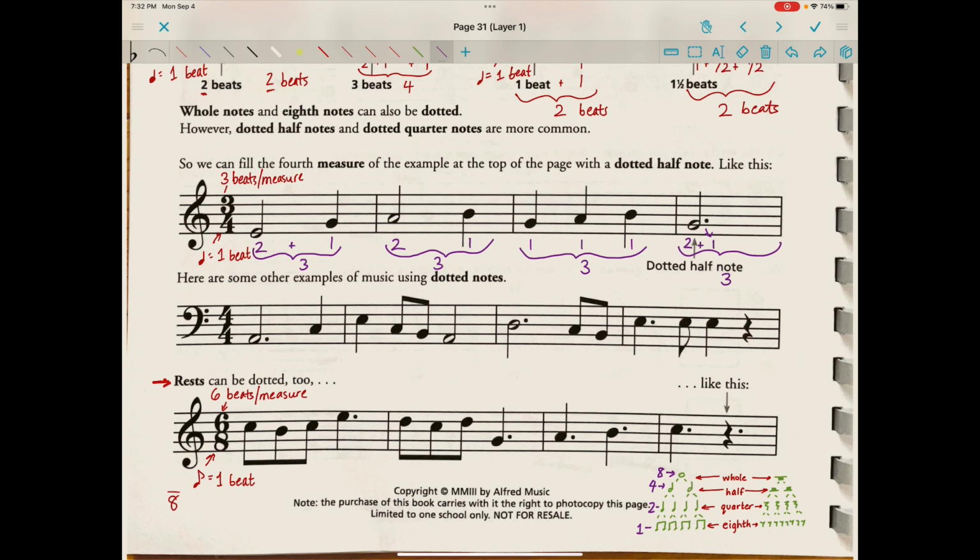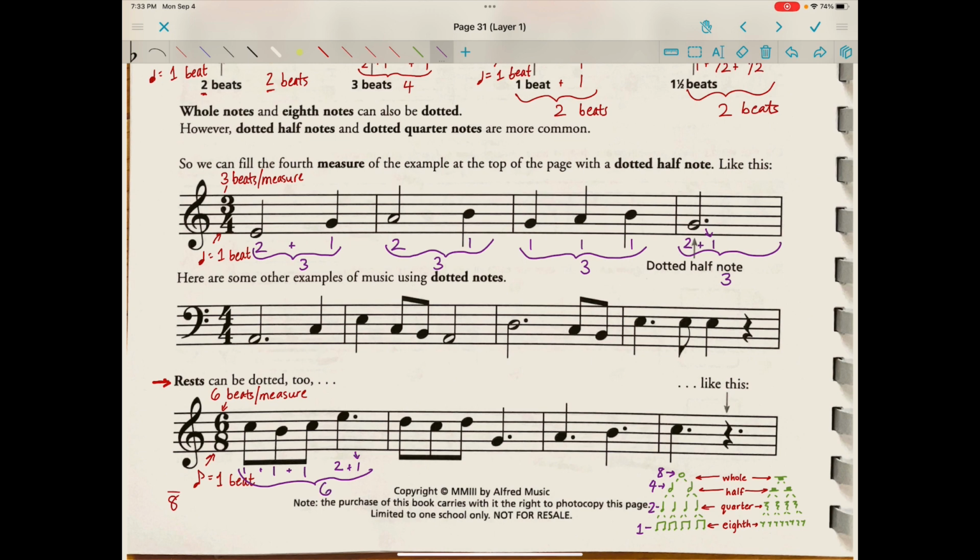So we have 1 beat per eighth note. These are beamed together eighth notes, so it's 1 beat for each of those. And then we have a dotted quarter note. So we know the quarter note itself is worth 2 beats in 6/8 time, and the dot is worth half of that too, so 1. So altogether, we get a total of 6 beats in this measure.